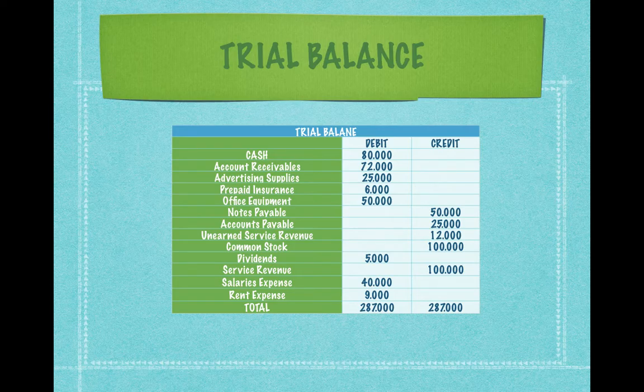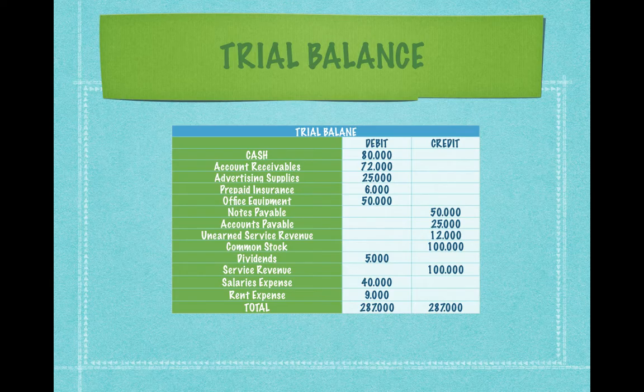The trial balance lists the accounts in the order in which they appear in the ledger, with debit balances listed in the left column and credit balances in the right column. The totals of the two columns must agree. The trial balance proves the mathematical equality of debits and credits. Let me repeat it one more time. The trial balance proves the mathematical equality of debits and credits after posting.